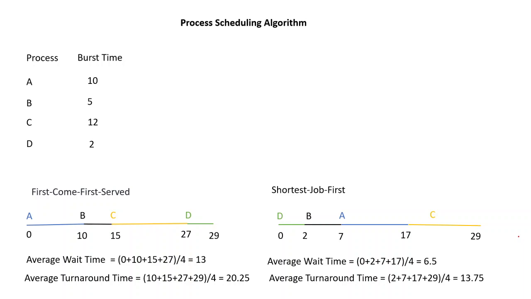But in case of first come first served, the first process to enter into the system gets the CPU first. Whereas in case of shortest job first, you know that they are sorted according to the CPU burst time and the shortest process gets dispatched first.